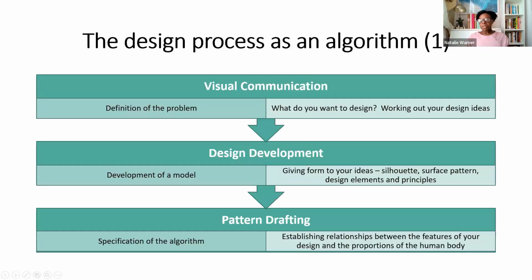So here's how I would map it. I hope I'm not going too fast. So related to these 6 steps that we had before, visual communication is where you define your problem as far as algorithms are concerned. So this is, again, going back to the wheels within wheels thing. So this is the design process as an algorithm, not yet grading. We'll get to that. So with visual communication, you're thinking about what you want to design, working out your design ideas. And so this is just you thinking on paper as well as in your head. So no particular agenda just yet.